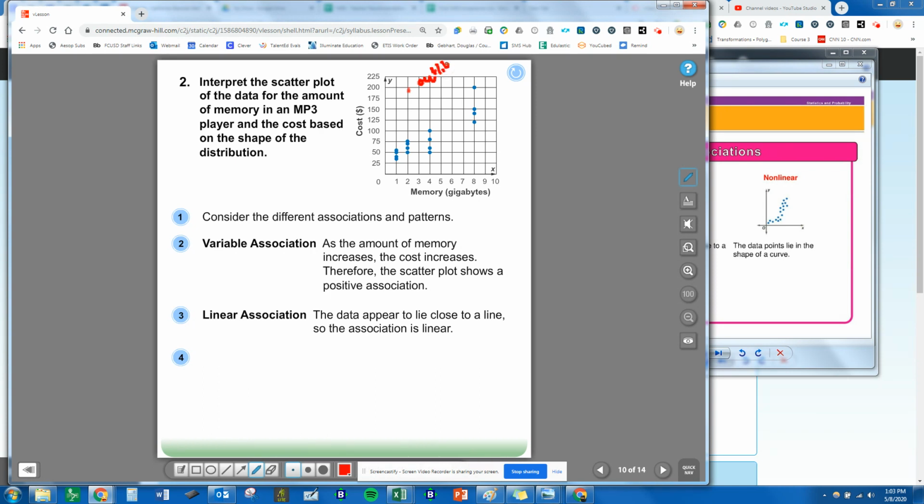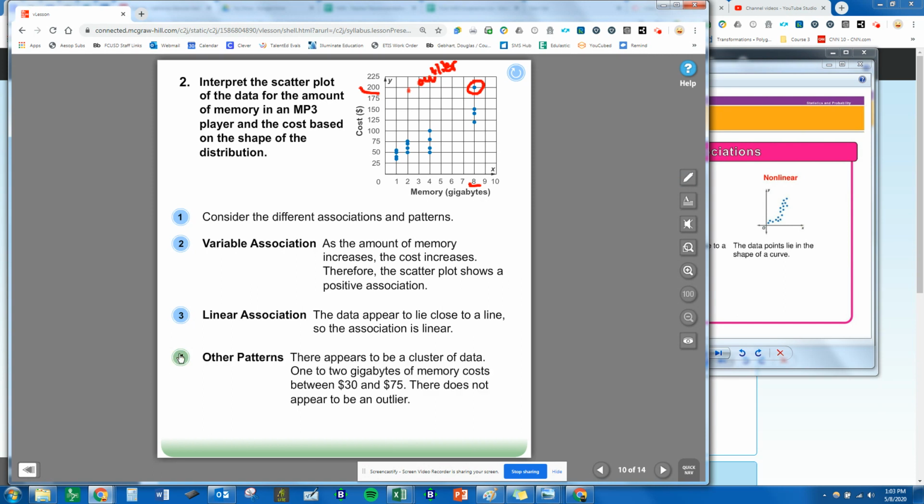So take a second. Is there anything that looks like it might be an outlier? What are the coordinates of the outlier? Yes, you may have said this one. 8, 200 would be the coordinate of that outlier. At 8 gigabytes, $200, that seems much above. Now the textbook said there were no outliers, but ultimately it's sort of a personal call at this point. Eventually in IM1, you'll learn how to calculate outliers.